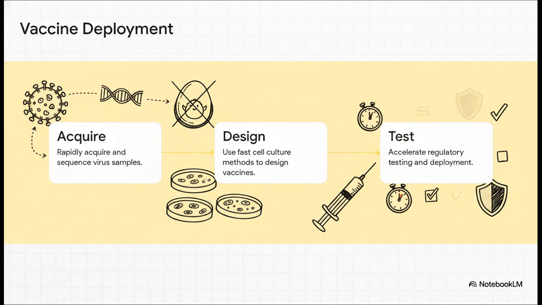Modern preparedness means we have to move fast. Step 1, we rapidly acquire and sequence the virus's genetics. Step 2, we move away from those older, slower methods, like growing viruses in chicken eggs, and instead use blazing fast cell culture methods to design the vaccines. And finally, step 3, we safely accelerate regulatory testing so we can actually deploy these countermeasures before a localized outbreak spirals into a full-blown pandemic.